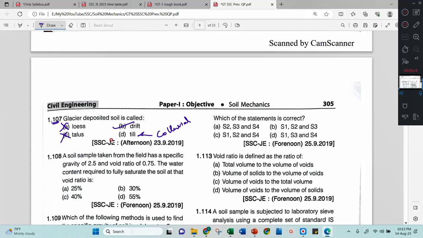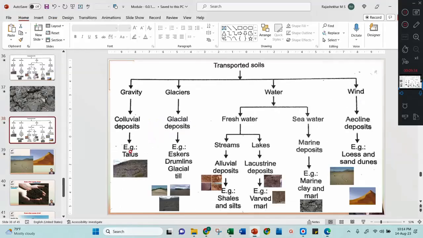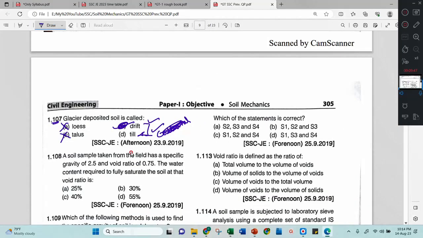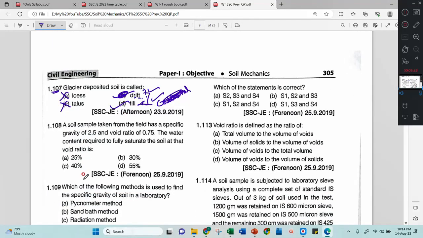Talus is a wrong answer. We have two options here. Till is also there and drift is also there. Drift did not come in our slide, but we'll put a question mark here and we'll check it. Anyone want to comment?